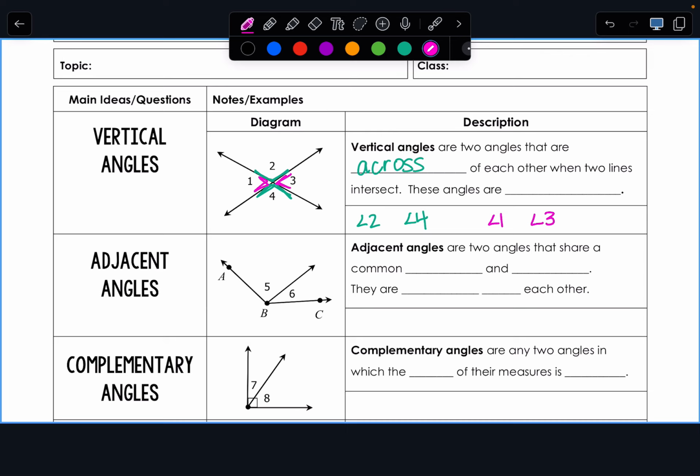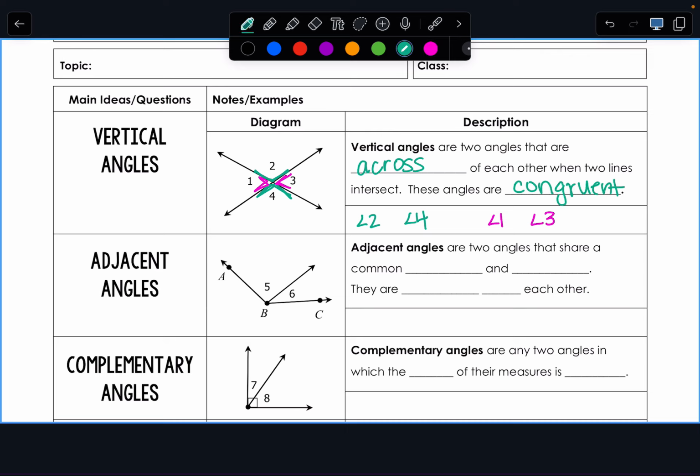And what is true about angle 2 and 4 besides them being vertical? They're both even. Thank you. Are they the same measure or are they different? They are. We call that congruent when we're talking about geometry.